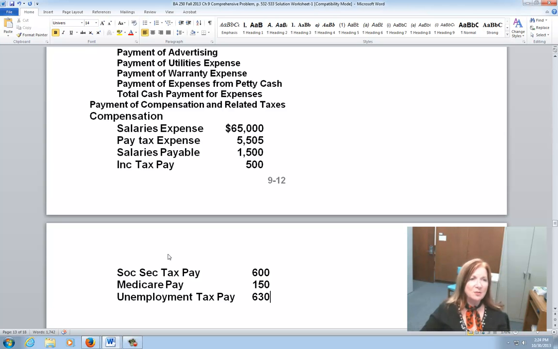Now all of these are payable, so they were not paid in cash, so they're all negative numbers. I have to put brackets around all of them because no cash has gone out for these. They're being recorded up there in those expenses, but no cash has gone out for them yet. So these are all negative numbers.